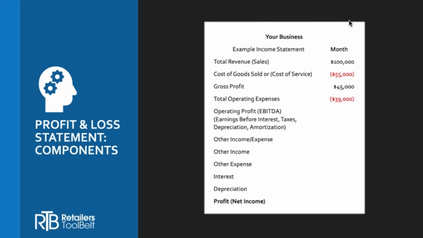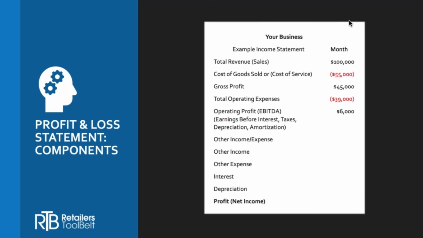So let's say your total operating expenses in a specific month cost $39,000. So what you end up doing is you take that $39,000 of expenses and you subtract it out of your gross profit of $45,000, and you're left with an operating profit of $6,000, EBITDA. And you might be asking what EBITDA is, and EBITDA is earnings before interest, taxes, depreciation, and amortization.